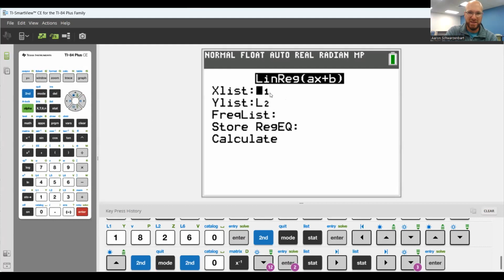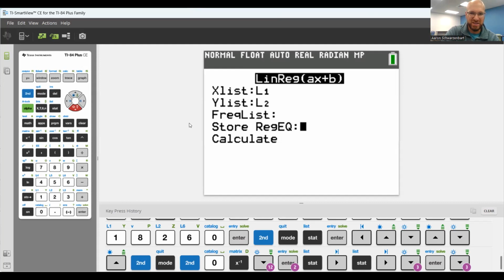X list and Y list. L1 and L2 is where I entered my data. If I need to change that, L1 is second function of 1, L2 is second function of 2, L3, second function of 3. Frequency list, I don't think we will use this year. So X list and Y list should be whatever you set them as. Sometimes you'll need L1 and L3 because you'll have the same X coordinates for multiple different lines.